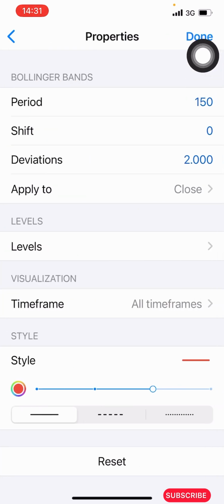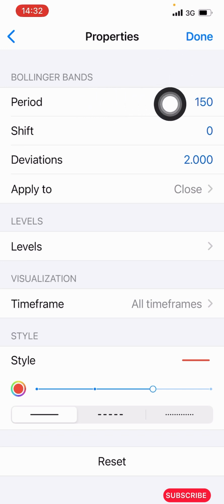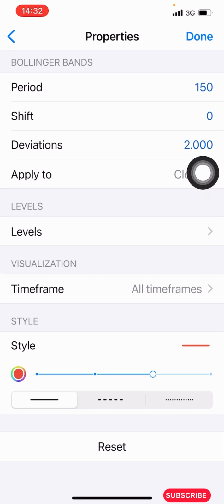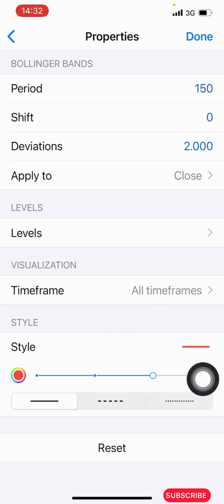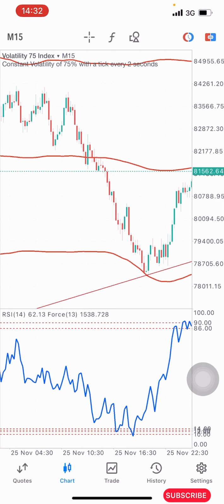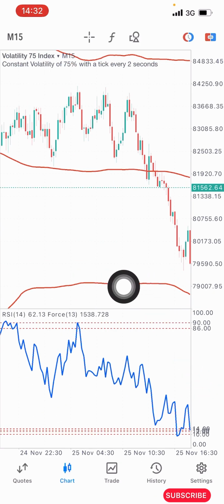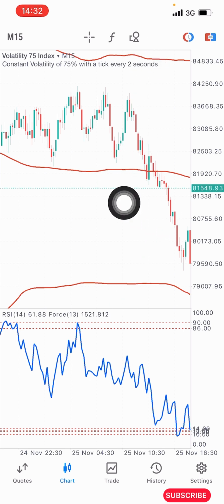So after searching for it, these are the properties for it. You make the period 150, the shift is 0, deviation 2.000, applied to close. The level, you leave it as it is, time frame, all time frames. Now on the style, you make the color red, 3 pixel, and you click on done. So once you click that, you are going to have these three lines, these three moving averages on your main chart, this and this and this. This is the Bollinger band line.